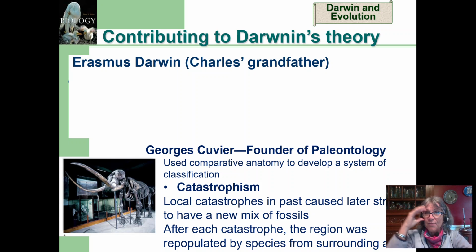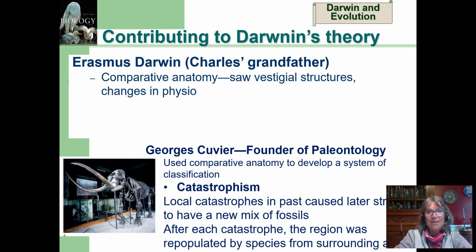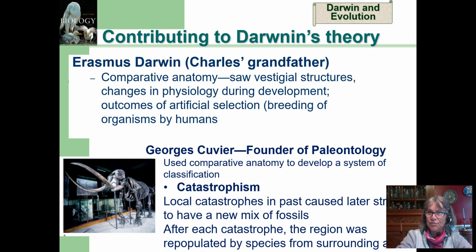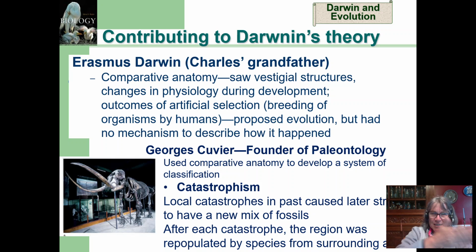Another contributor to Darwin's theory, a lot of people don't know about this, is Erasmus Darwin. This is Charles's grandfather. He also used comparative anatomy and looked at vestigial structures and said, hey, we can see this progression where it was here, and now we just have these remnants that have been modified or reduced because they no longer serve a purpose. He also looked at changes in physiology during development. And he looked at these outcomes of artificial selection.